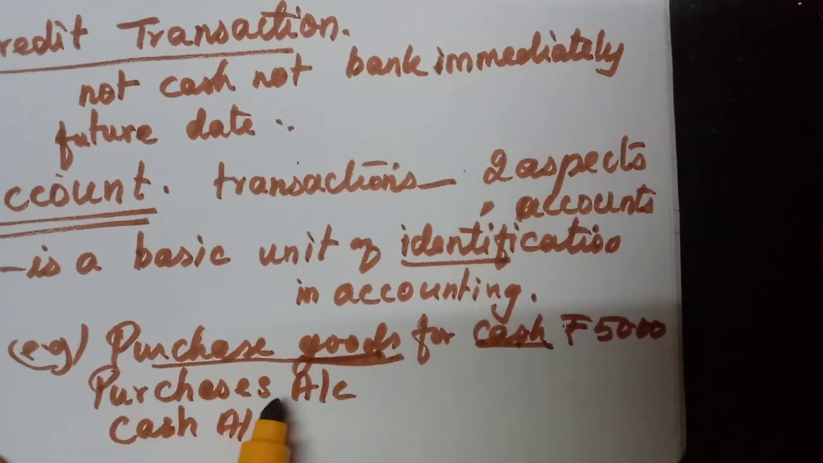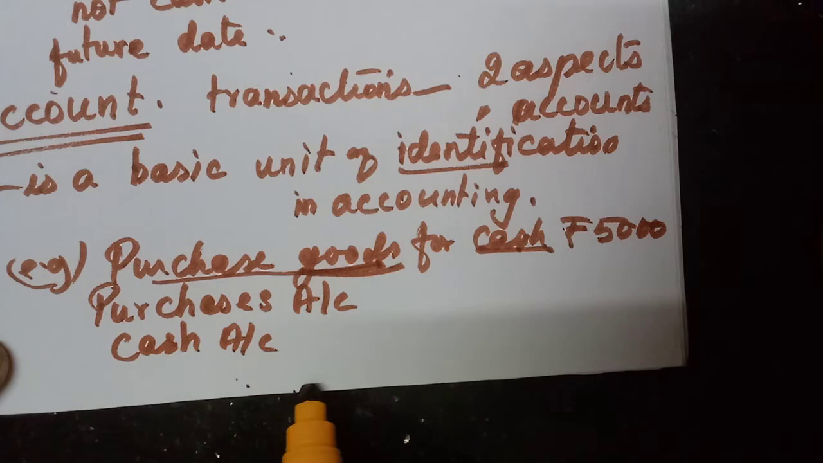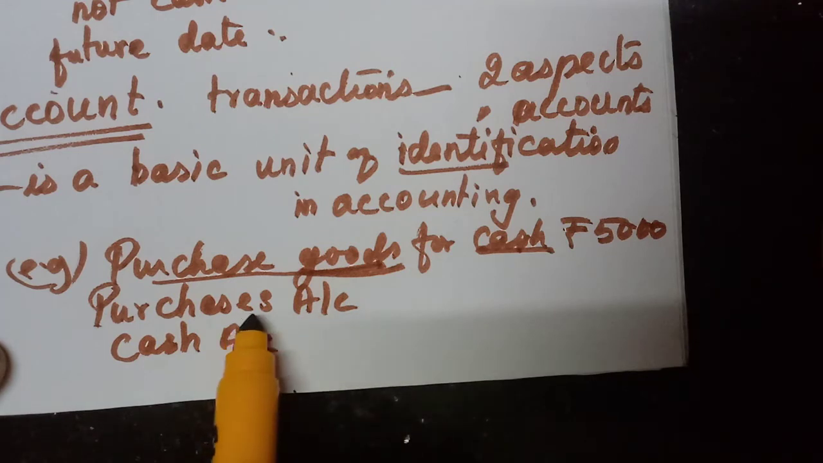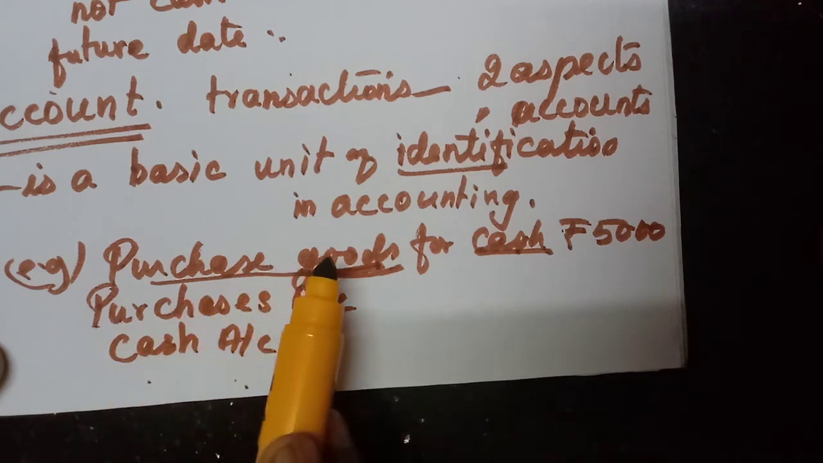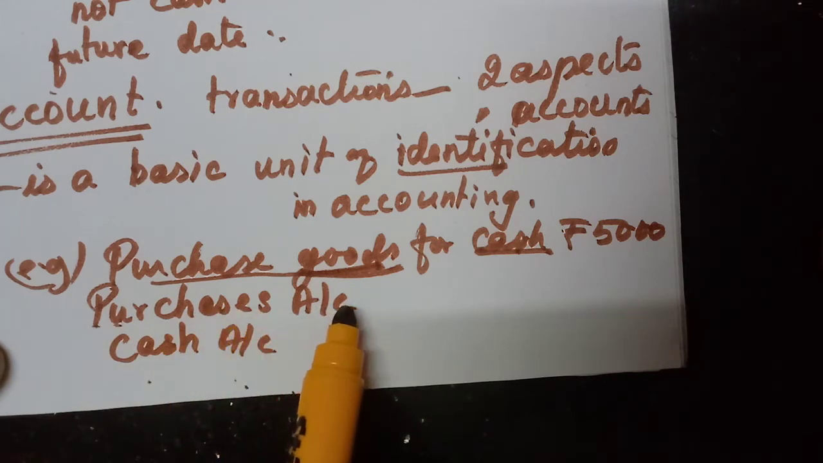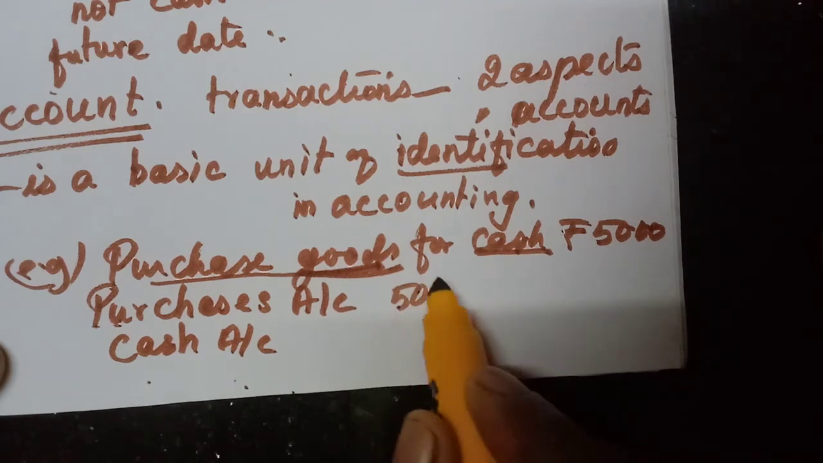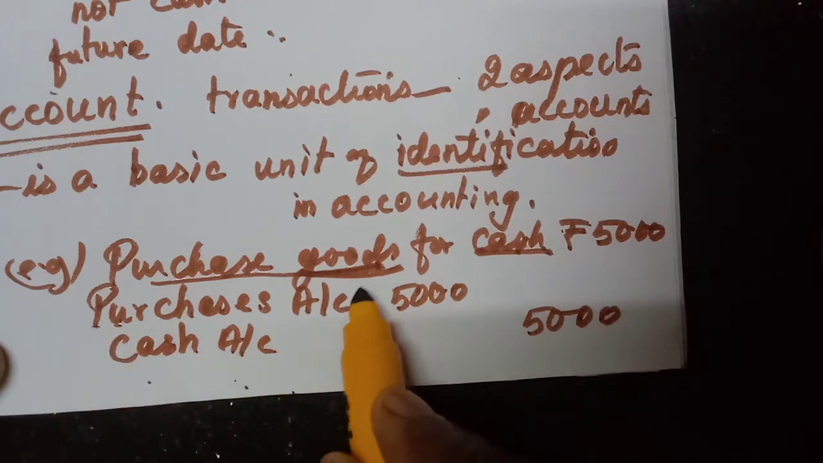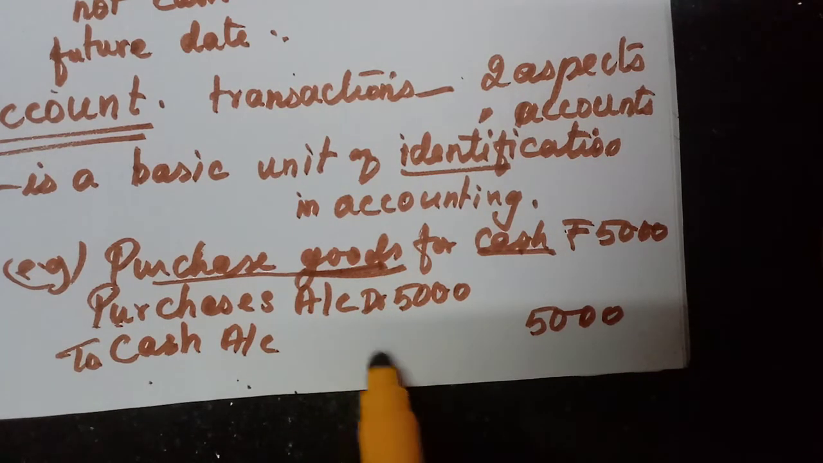Here the two aspects are purchases and cash. So it affects two aspects. These two are the two accounts. We are identifying how much we have purchased and how much cash we have paid. By seeing purchases, we can understand that we have bought goods for this amount. So we will write the amount also, 5,000. You will learn it clearly. Then we will write debtor, then to, that means credit, to cash.